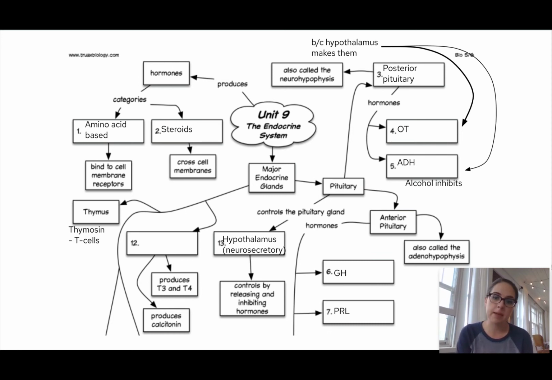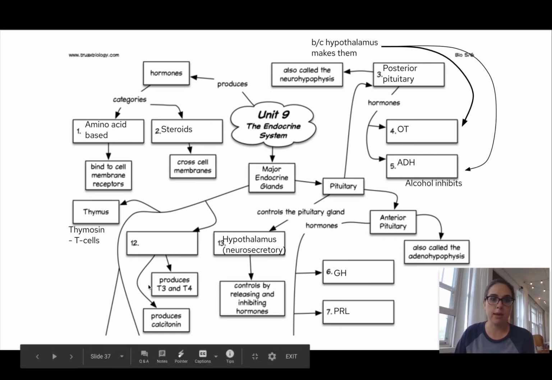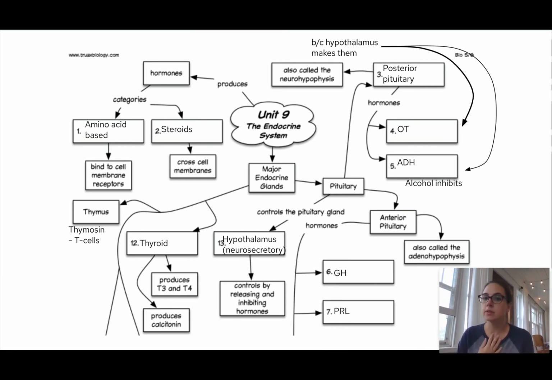When you're a kid and coming in contact with tons of stuff, your thymus is super active, remembering all of these diseases that you've come in contact with or gotten your vaccines for. All right, and then our gland that produces T3 and T4, that is the very, very important thyroid, also located in your neck.